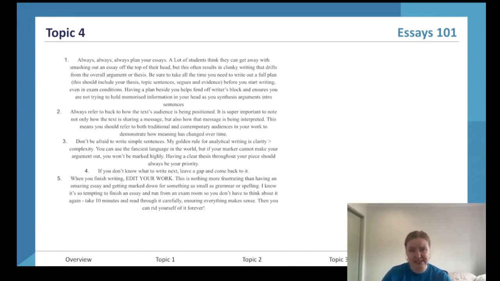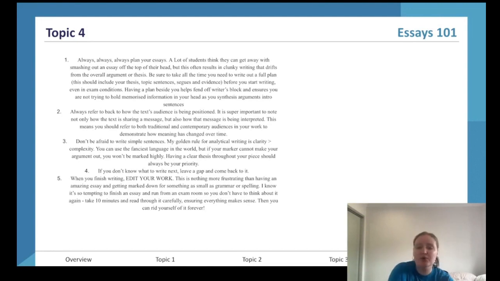Also, within an exam room, having a plan beside you will help you fend off writer's block and ensures that you're not trying to hold all of the memorized information in your head as you synthesize arguments into sentences. So because you have to memorize all of your evidence for this task, getting all of that evidence down onto the page at the start means you're not taking up valuable brain space trying to hold onto that while you're writing your piece.